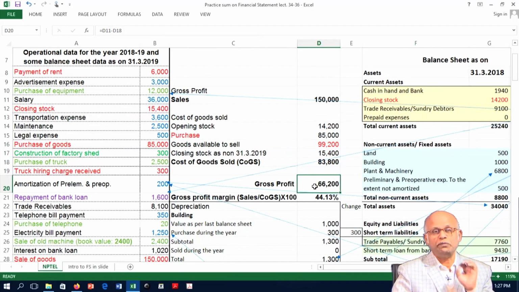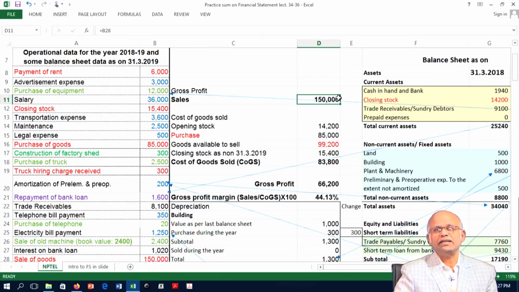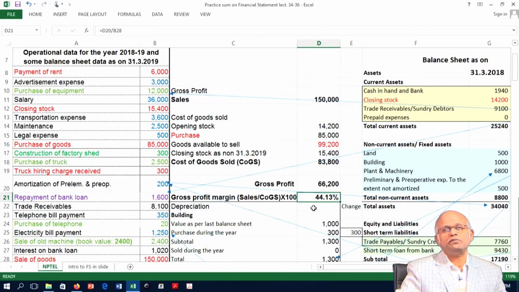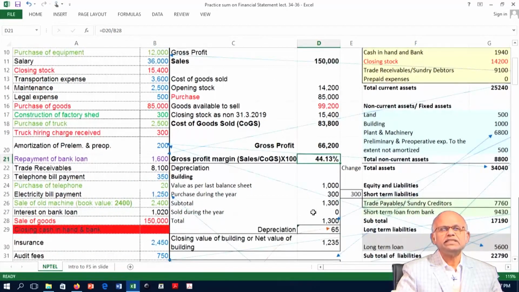What is the gross profit margin? Gross profit margin is 66,200, that is the gross profit, divided by sales. Earlier I mentioned that any margin that you estimate is based on sales. So, gross profit divided by sales, multiplied by 100, is the gross profit margin. So, in our case, gross profit margin is 44.13%.